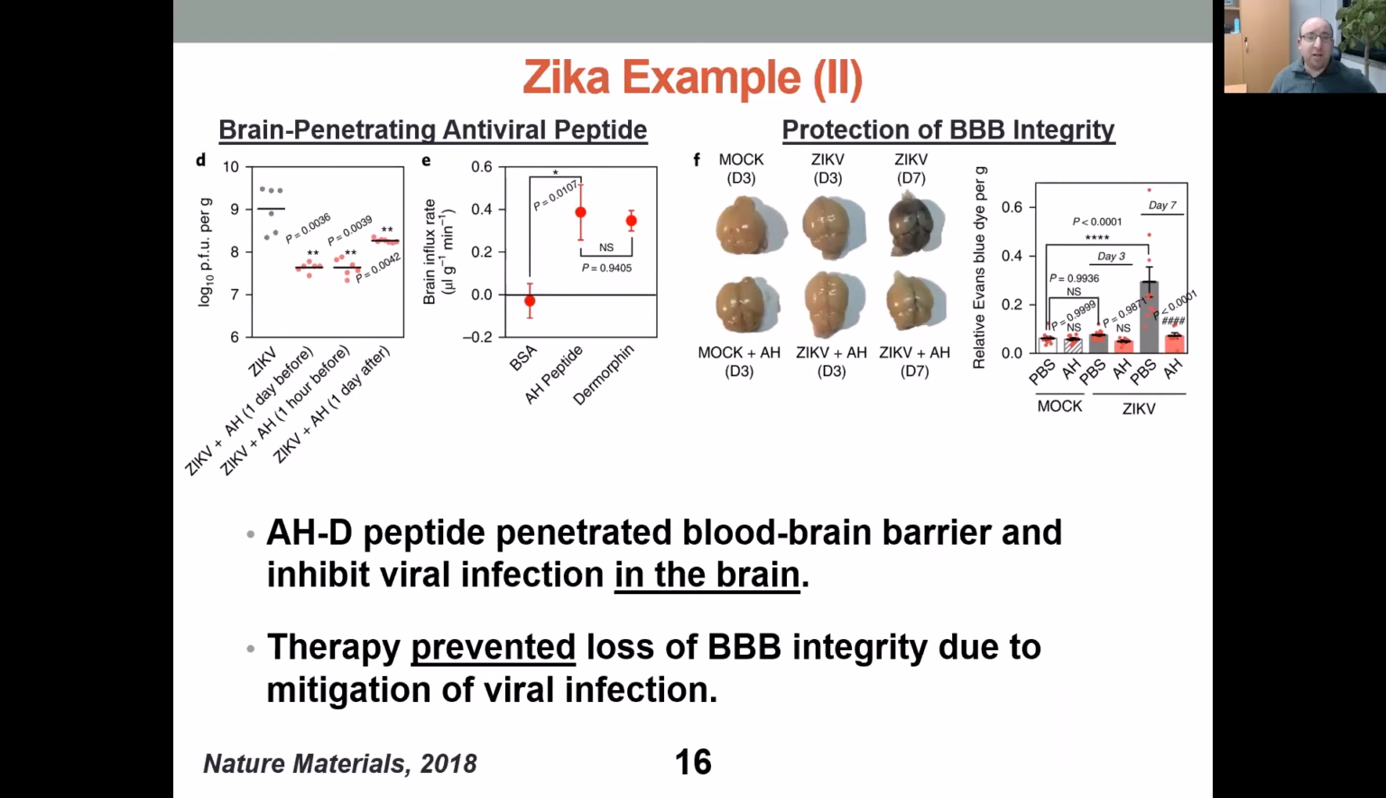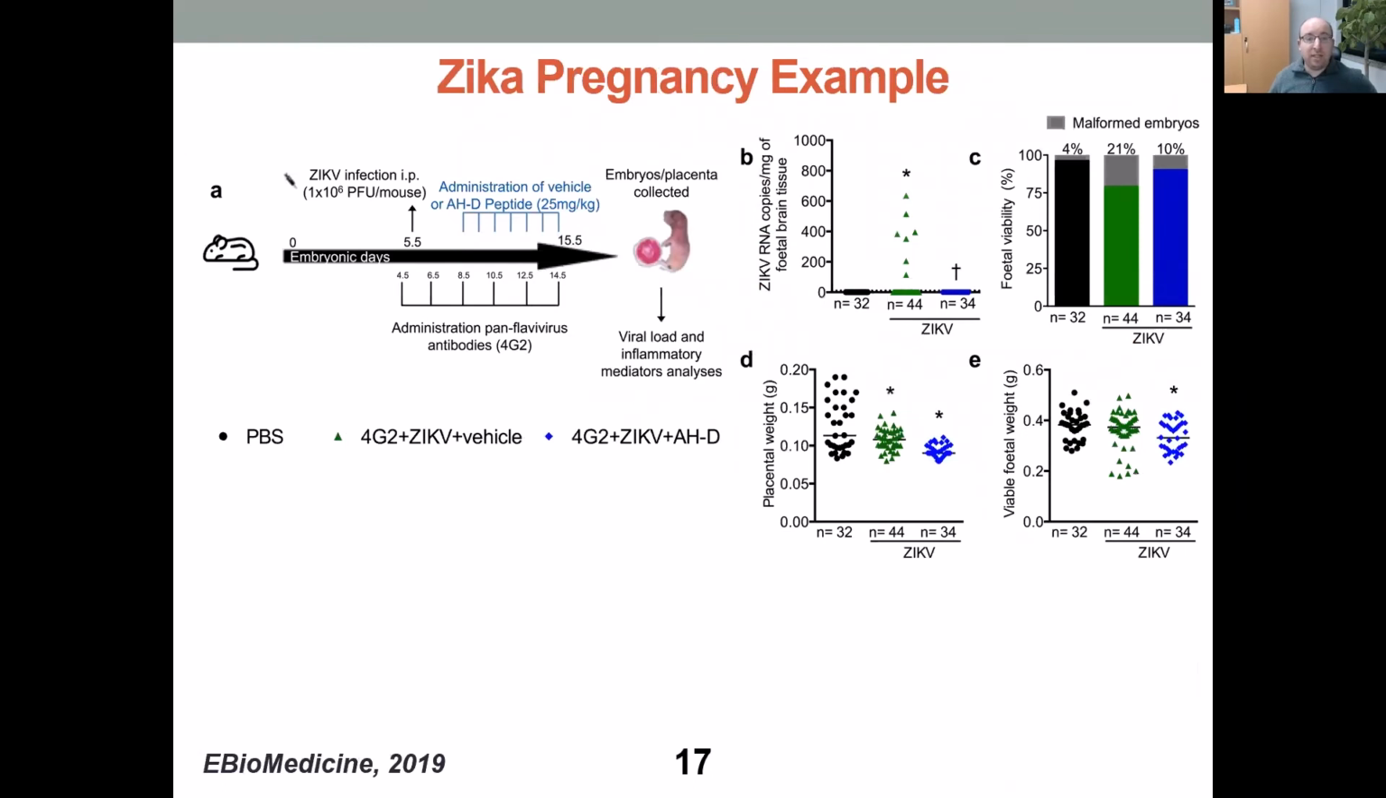And we saw that the antiviral peptide could also prevent the loss of blood-brain barrier integrity by mitigating the viral infection in the brain. So we've also seen that this same peptide can work to prevent transmission of Zika viruses to fetuses in a pregnancy mouse model involving pregnant mice. And we could determine this in terms of mitigation of Zika virus in the brain tissue of the fetuses, along with improved fetus viability and improved fetus weight.